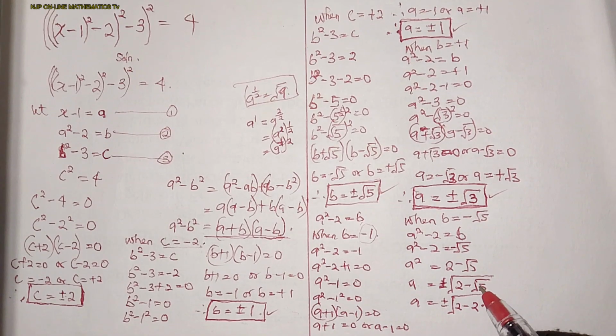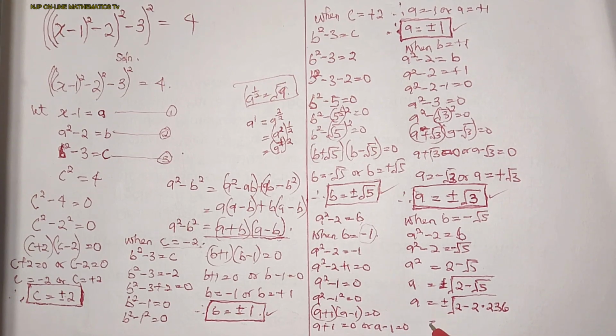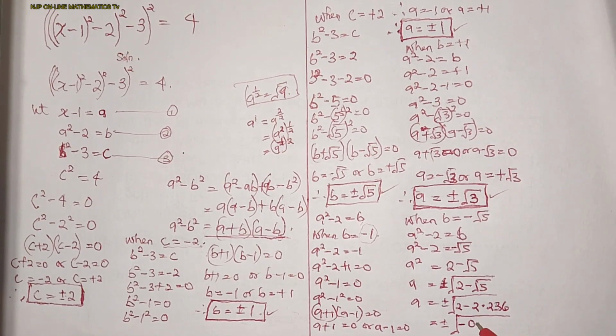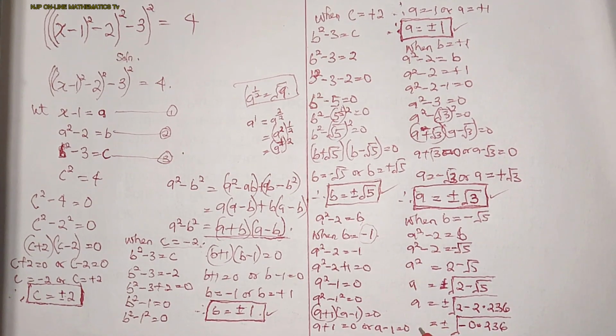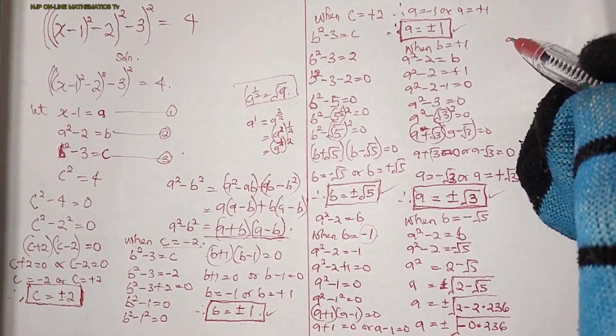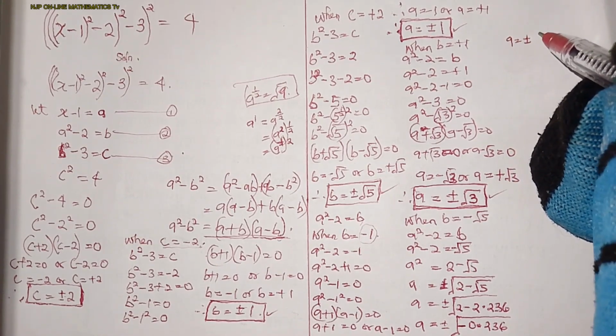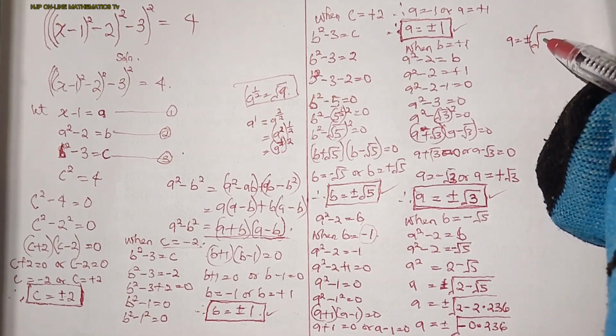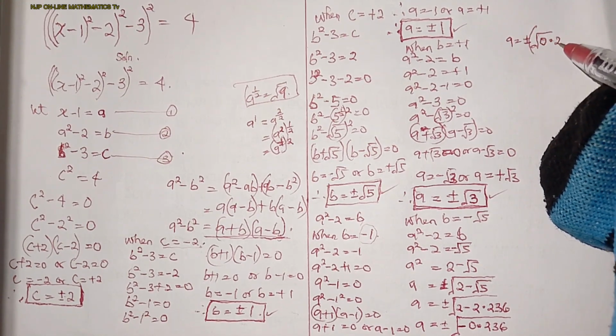2.236 is the value of root 5 if we use our calculator. So this minus this, we can see that this is positive or negative the root of negative 0.236. Since we are having a negative sign with it, we can continue that this is the same thing as A equals positive or negative root of negative 0.236.